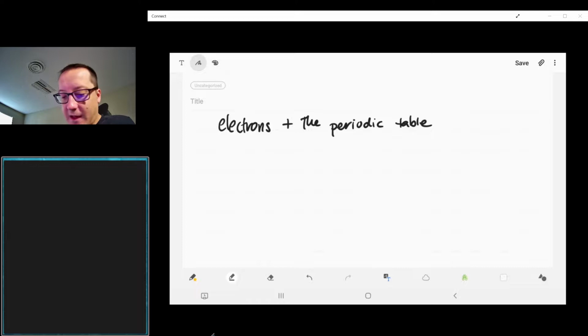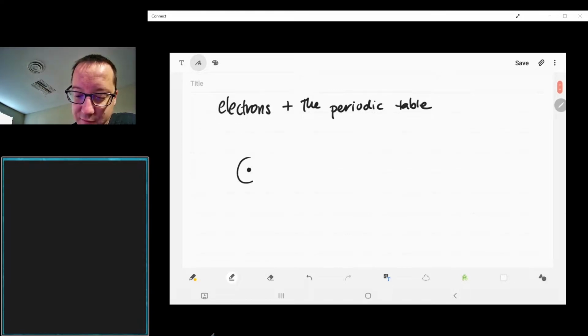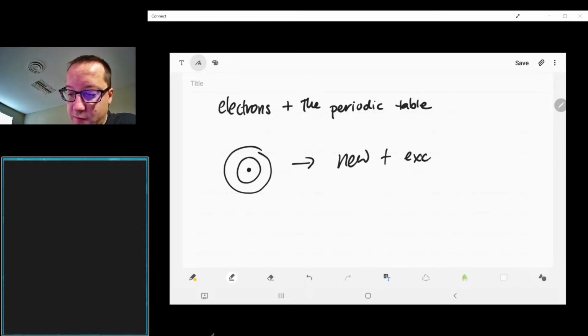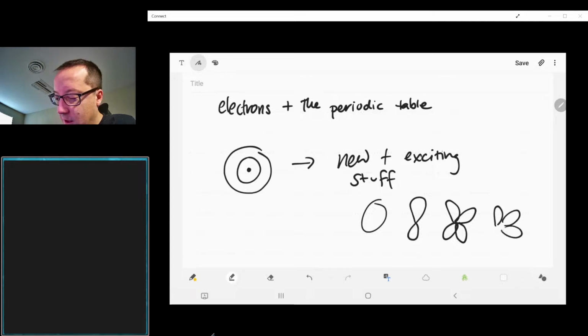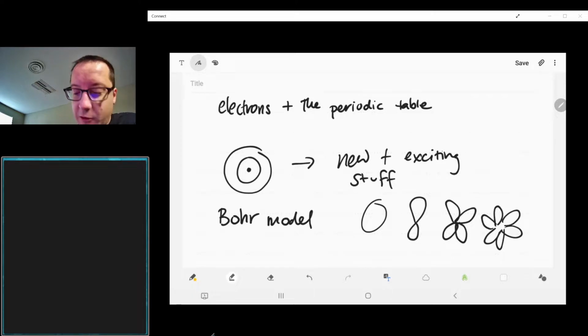We're going to take the idea of the old model to the new and exciting stuff, where we have various different shapes of orbits instead of just that plain circular one. We're just going to make fun little flower shapes. So we're going to progress our knowledge from what's called the Bohr model, where we had the nucleus in the middle and these rings around where electrons are zipping about and doing things. Honestly, the Bohr model is not bad.